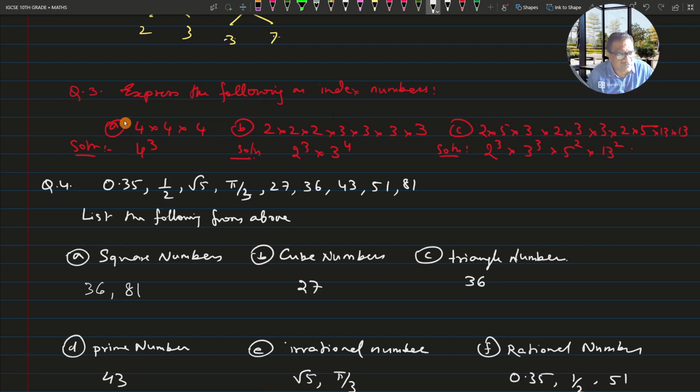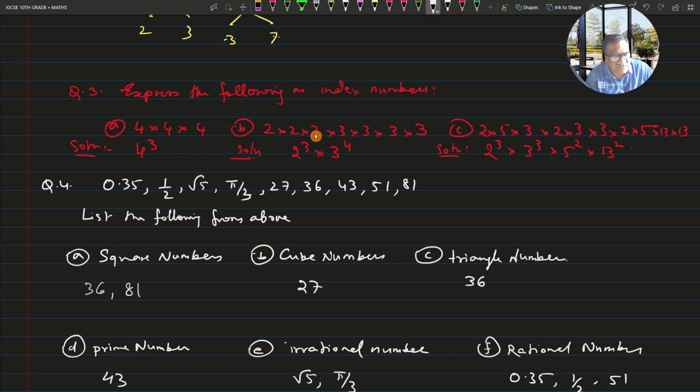Now let us try to do this type of question. Question number 3. Express the following in index number. Okay, index number, or you can say exponent form. Right. Now the first one, part A, is 4 into 4 into 4. Now 4 into 4 into 4 can be written in index form as 4 to the power 3. Okay, it's very simple because you can see three 4s that are multiplied. So 4 you have to write, and on the top how many times it is multiplied, that you have to write. So 4 to the power 3 is the answer for this.